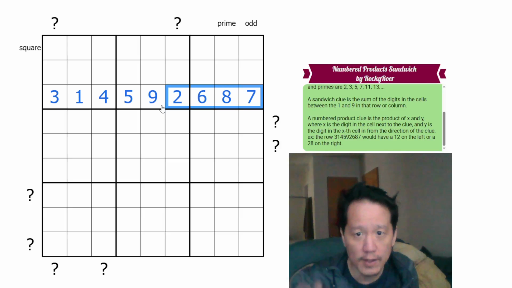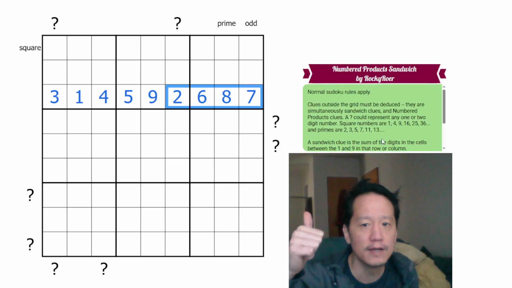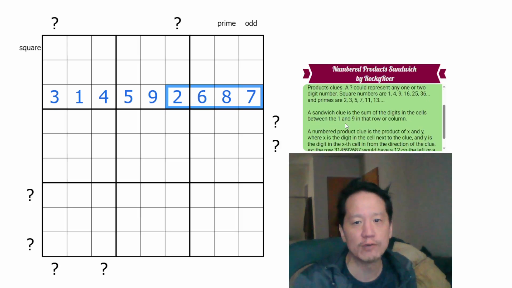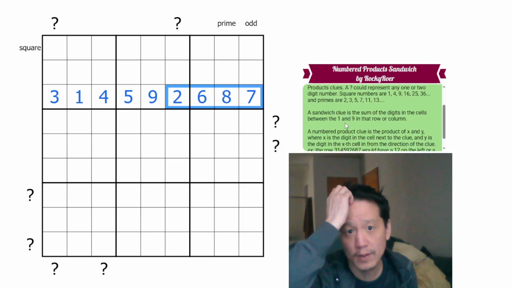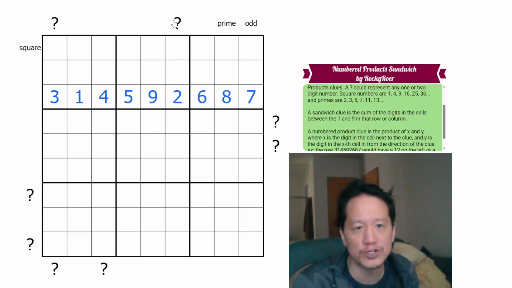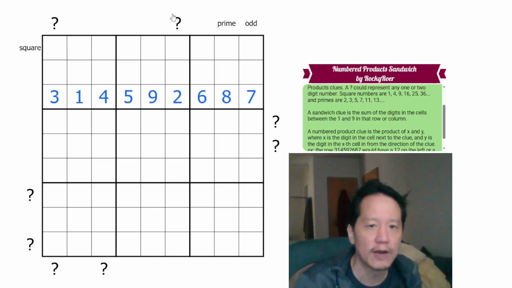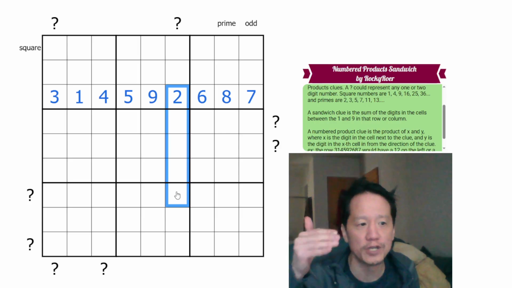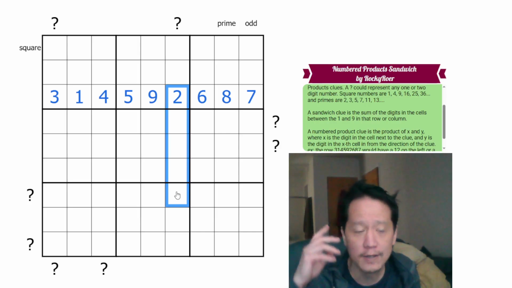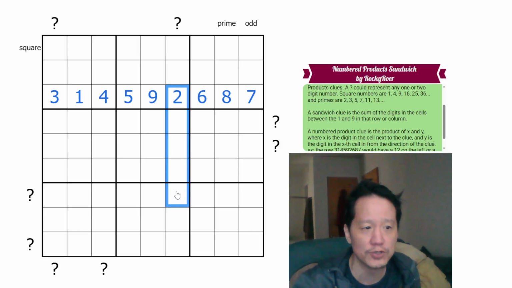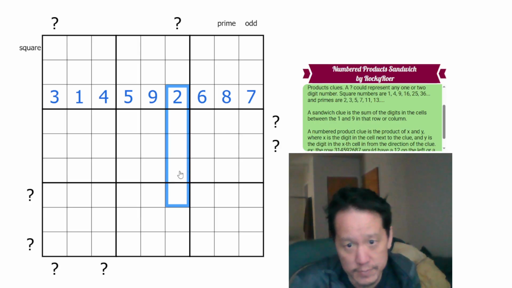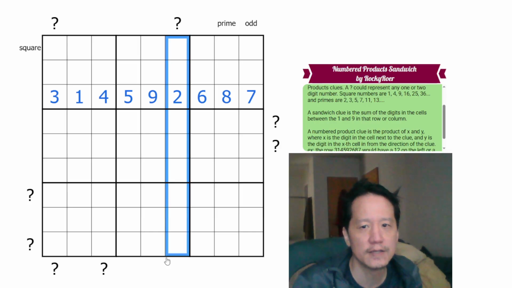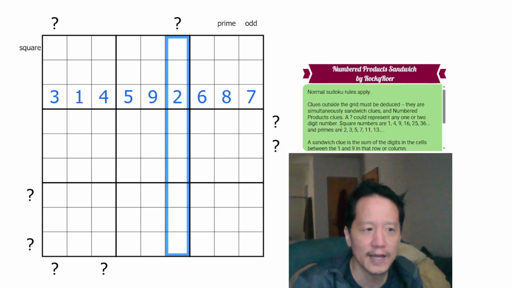The question mark can be any 1 or 2-digit number, but it has to be the same for the sandwich clue and the numbered product clue, obviously. So for example, if this question mark were 25, the sandwich clue part would mean the digits between the 1 and the 9 have to sum up to 25. And then the numbered product clue would also have to multiply to 25. There would be problems with that, obviously, but that is how it works. And those are all the rules.